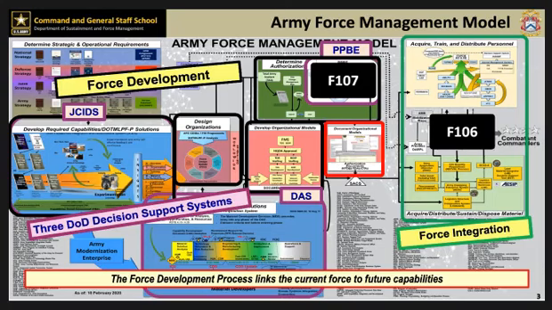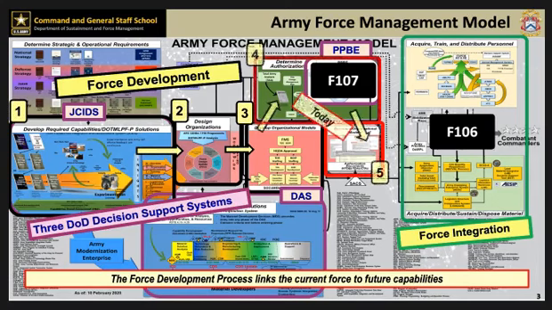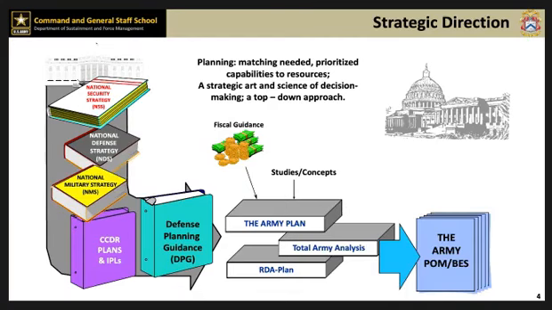Let's go back to the Army Force Management model. So we talked about phases 1, 2, and 3 during F102 and F104. Now we will talk about phases 4 and 5 of force development. This slide illustrates some of the basic planning inputs that the Army uses to develop its programs.